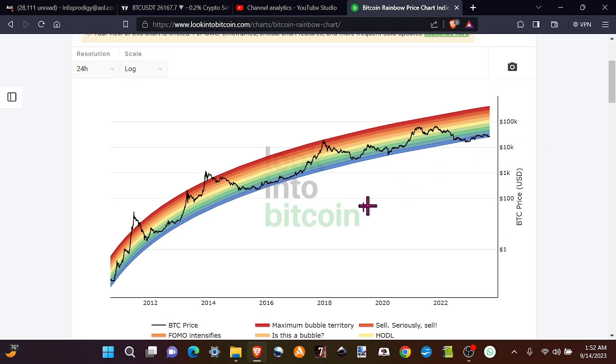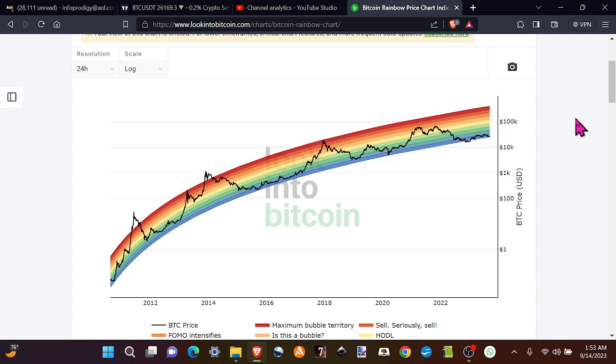Now, one thing to understand is the yellow band is actually the logarithmic growth curve. And the colors above it are gradients of deviations above the logarithmic curve, and below are gradients of deviations below the curve line, which is again in the yellow.